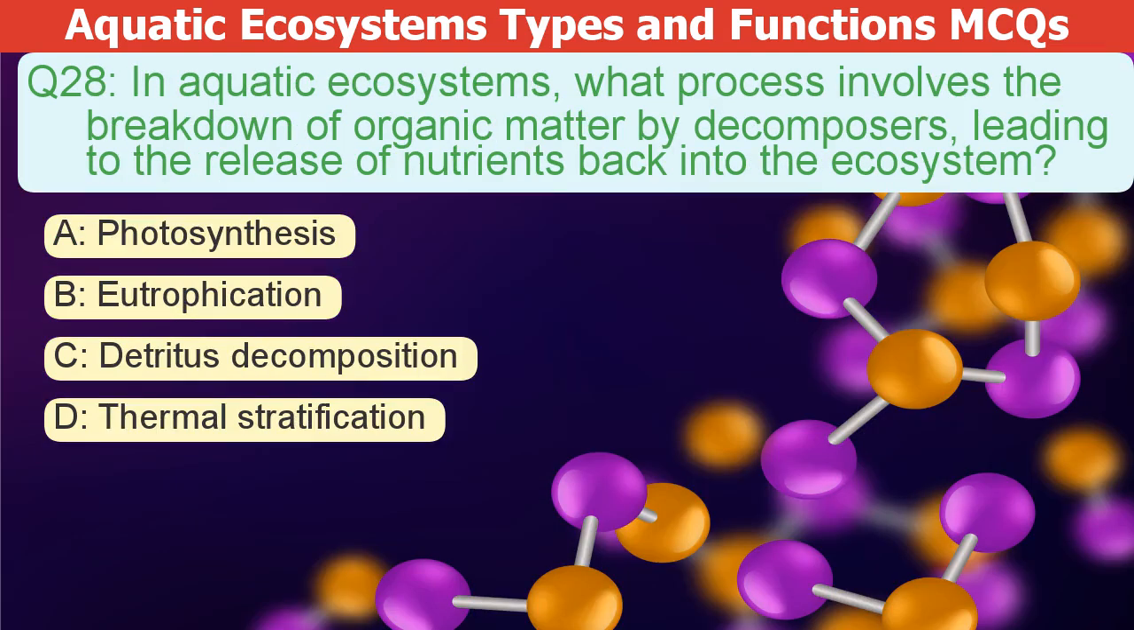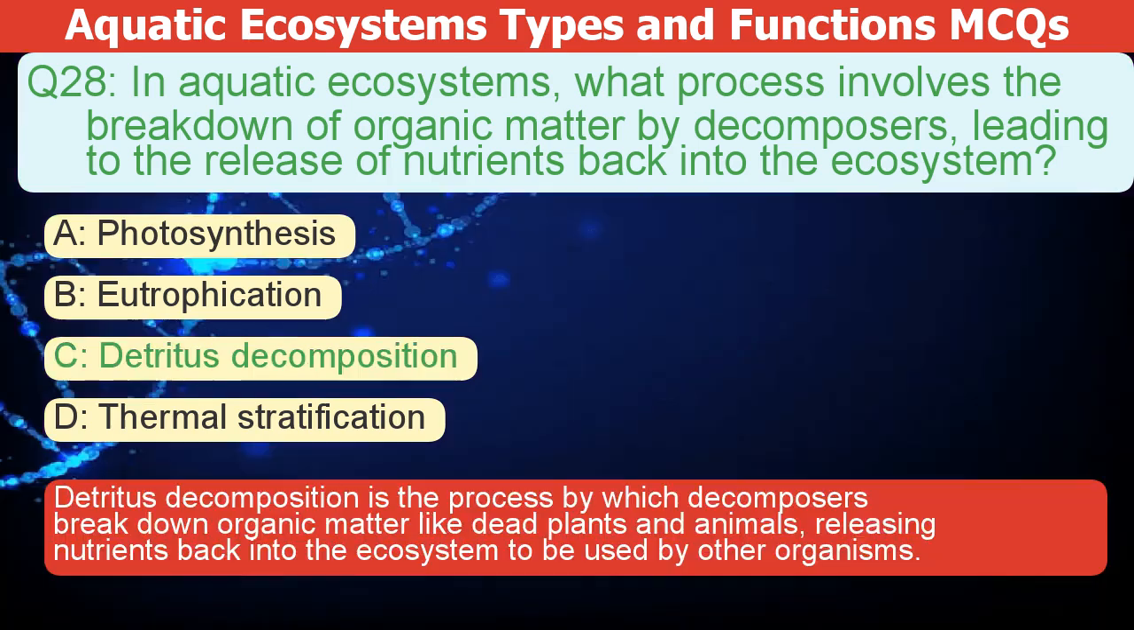In aquatic ecosystems, what process breaks down organic matter using decomposers, returning nutrients to the ecosystem? A. Photosynthesis. B. Eutrophication. C. Detritus decomposition. D. Thermal stratification. The correct answer is C. Detritus decomposition is the process by which decomposers break down organic matter, like dead plants and animals, releasing nutrients back into the ecosystem to be used by other organisms.